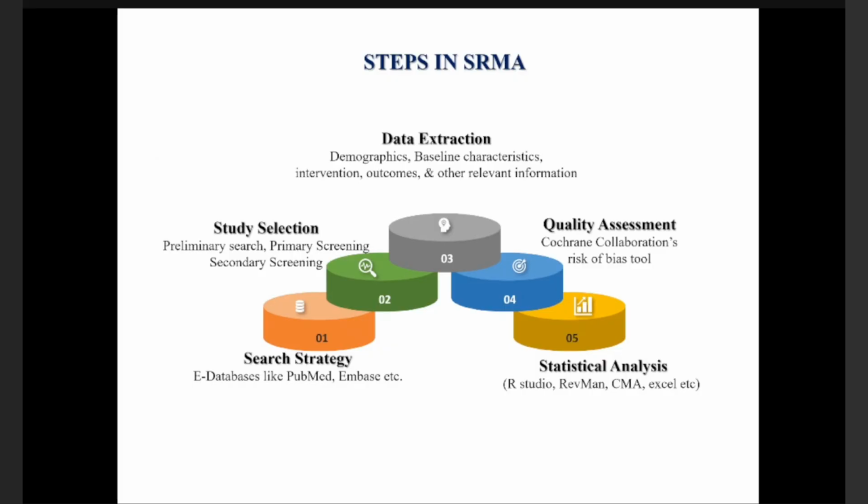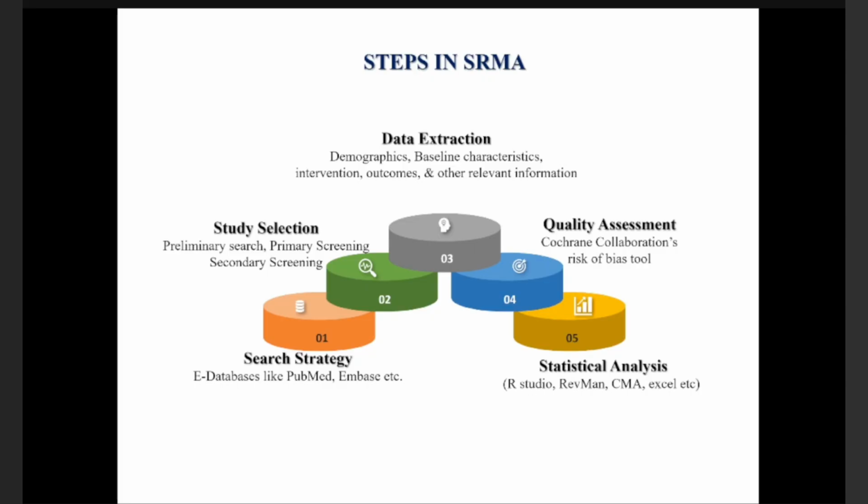Now we will start with the steps in this SRMA. What steps will we follow? There are specific fixed steps we need to follow. In a systematic review, we don't need to go to any hospital, take any sample or take any population. One thing required in a systematic review is transparent reporting, and everything must be documented. This is the sole heart of a systematic review and meta-analysis.